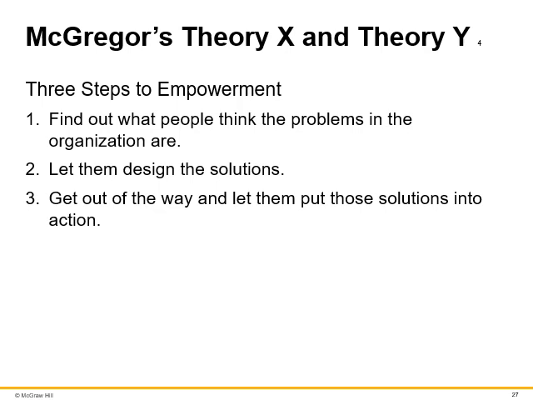For empowerment to be a real motivator, management should follow 3 steps. Find out what people think the problems are in the organization. Let them design solutions, get out of the way, and let them put those solutions into action. So let them be creative and come up with the ideas. If they don't work, you can always go back to the drawing board and come up with additional solutions based on the feedback from their original ideas.